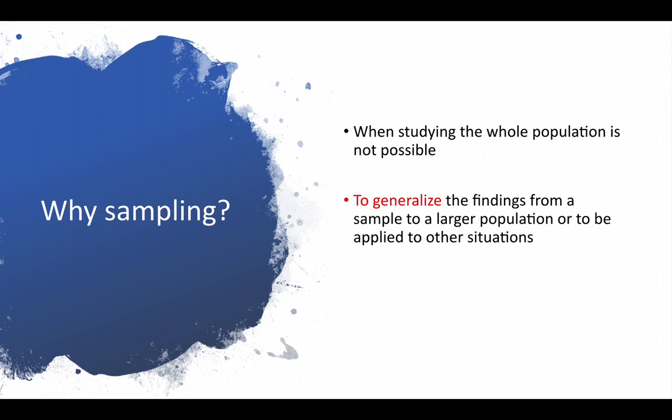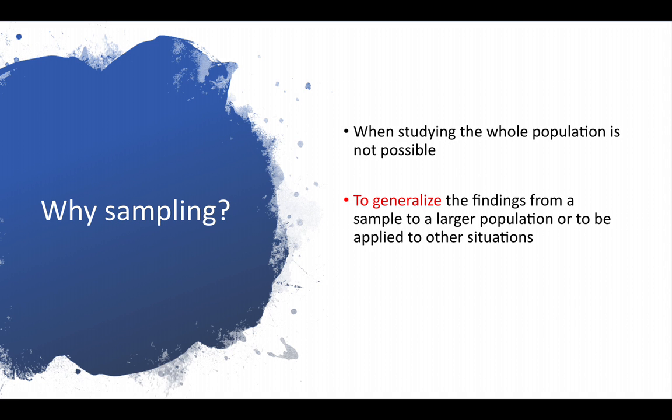So why are we sampling people, right? Because sometimes to study the whole population is not possible. It's too costly. Even the United States government does a census, which includes all the people in the United States, but that's very, very costly, right? And as an individual researcher, you probably won't be able to do it. And besides, that's probably not necessary, right?